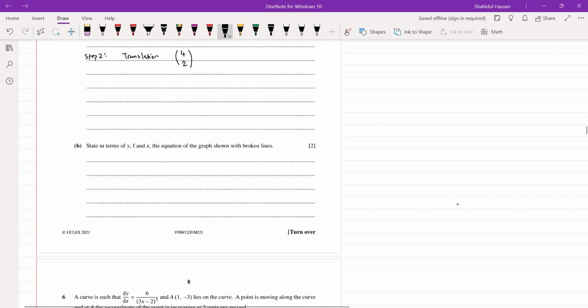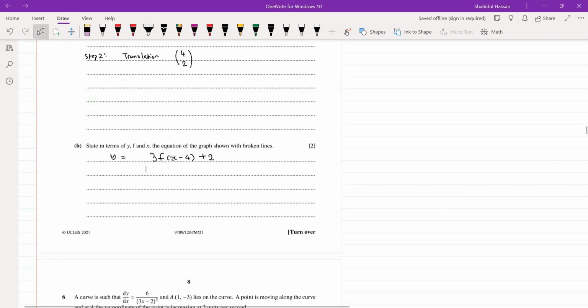State in terms of y, f and x the equation of the graph. So we have already done it. X minus 4, can you follow me? F of x minus 4 means graph will be shifted. Can you follow me? Yes, sir. Okay. F of x minus 4, then you have a plus 2. All of this will multiply with 3. So that's how the equation is.